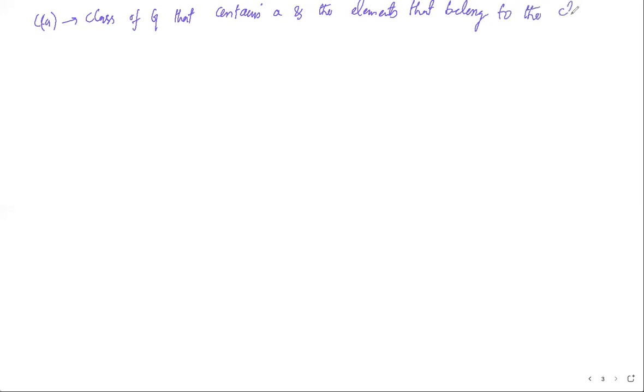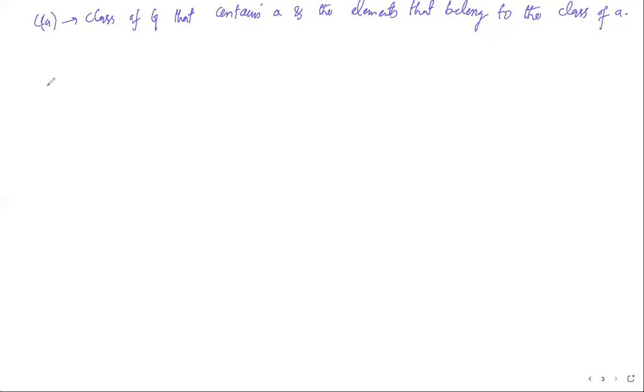So once the equivalence relation partitions a group into disjoint equivalence classes, we have denoted each of the classes by C(a). So C(a) is the class of G that contains the element a and the elements that are conjugate with a, that is, the elements that belong to the class of a.